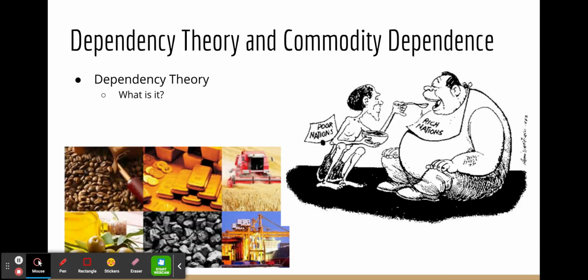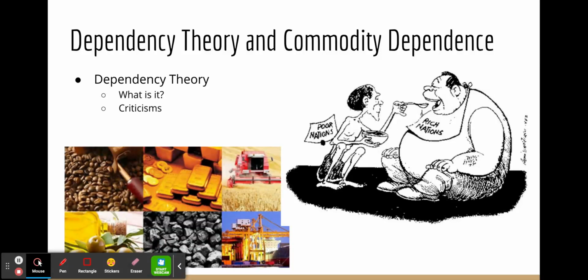And those wanting to help the periphery suggested breaking with the core, like finding a way for those peripheral countries to have a breakup with the core countries and change that relationship so that it wasn't so negative or, in some ways, economically abusive towards the periphery.